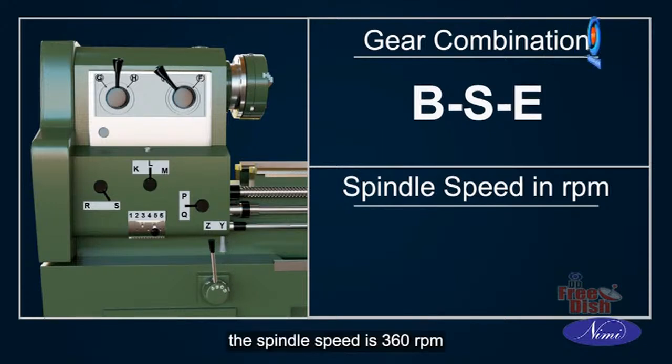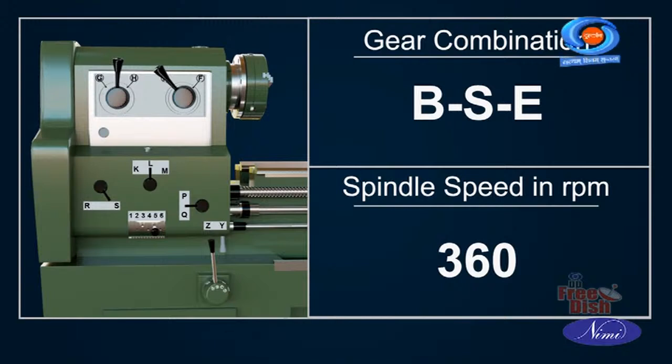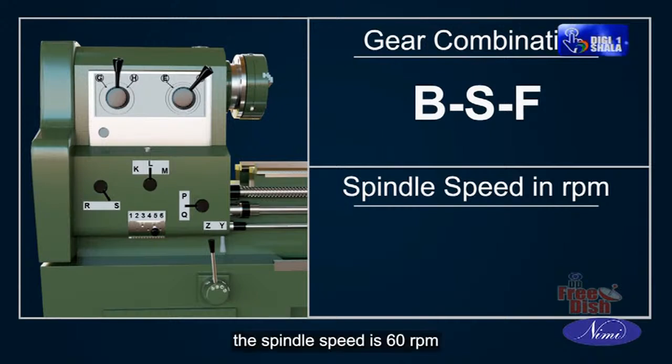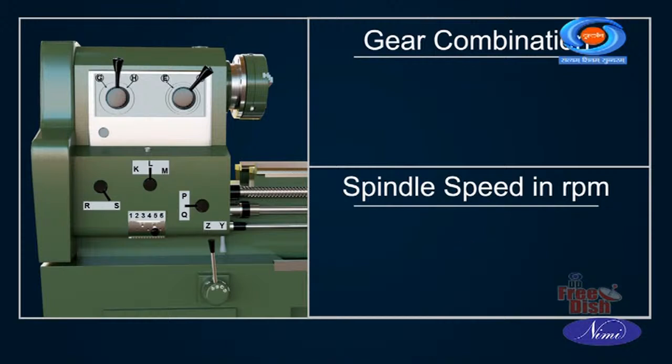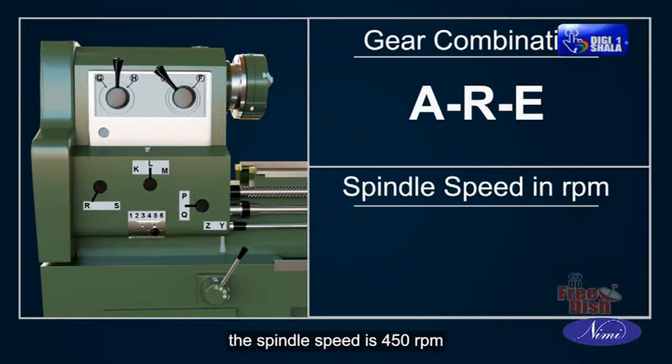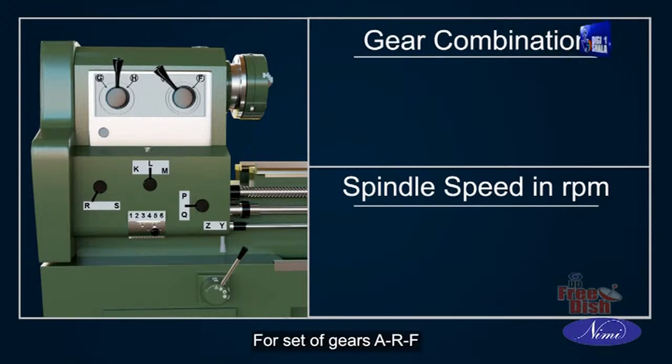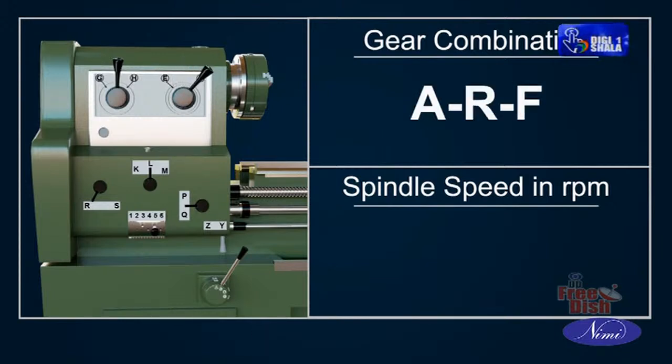BSE, the spindle speed is 360 RPM. For set of gears BSF, the spindle speed is 60 RPM. For set of gears ARE, the spindle speed is 450 RPM. For set of gears ARF, the spindle speed is 71 RPM.